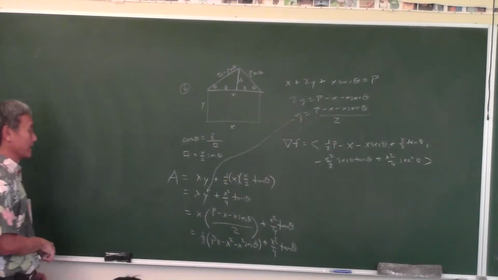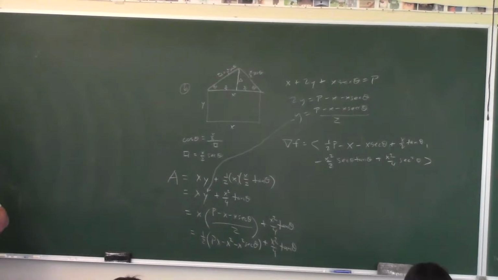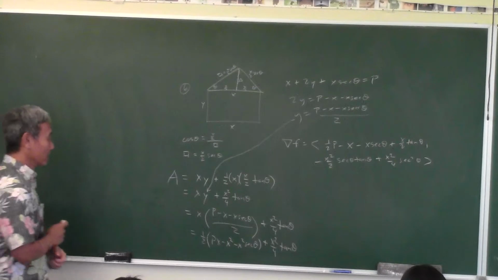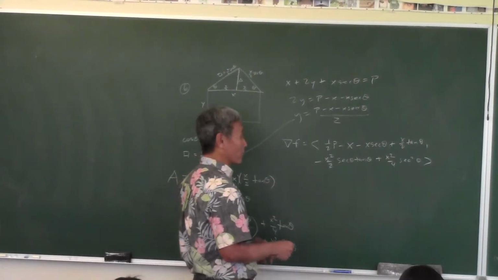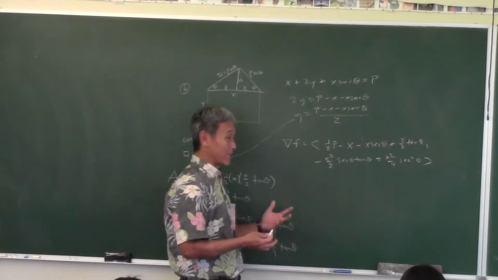Check to see if I did that correctly before we move on. Oh yeah, because the tangent theta and secant theta are not constants, but that's the variable, kind of like the y then. All right. So what's the stationary point for this?